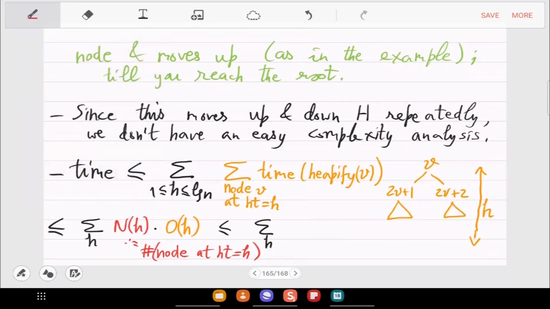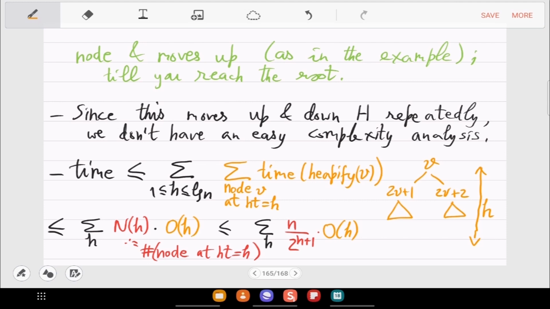So n_h is, let me just put it directly, it is this. Why is n_h less than or equal to n upon 2 raised to h plus 1? So how many nodes are there at height 0, h equal to 0? It's coming from the skeletal complete binary tree.